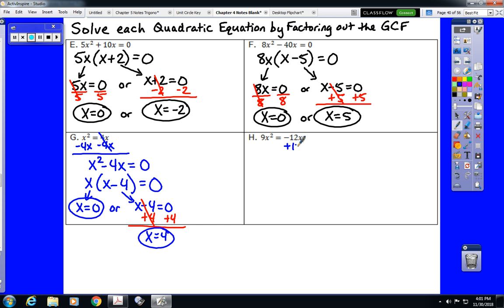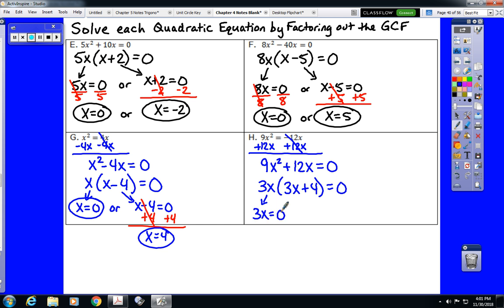Same thing here on letter H. We need to move the 12x to the left. These are not like terms, so they don't actually get added. We just move the 12x to the left side where it becomes positive 12x. And that would now equal 0. So we're going to factor out the greatest common factor here, which would be 3x, and would leave 3x plus 4 on the inside. Break that into two separate equations using the zero product property.